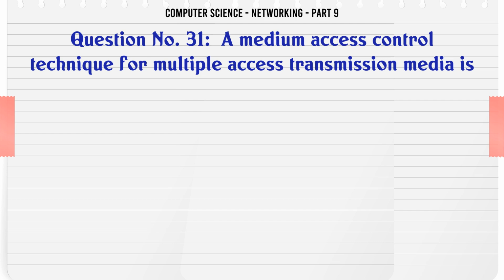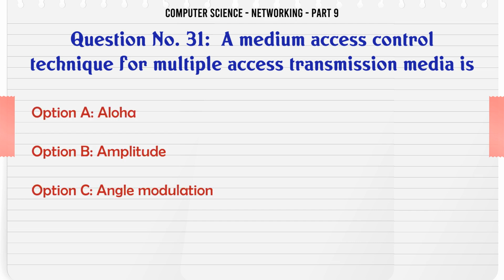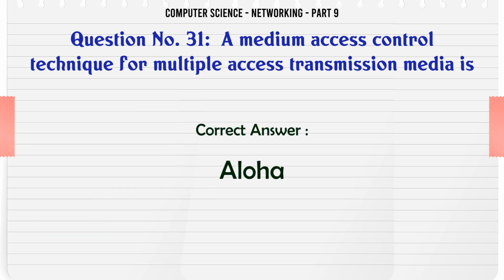A medium access control technique for multiple access transmission media is A. Aloha, B. Amplitude, C. Angle modulation, D. Attenuation. The correct answer is Aloha.